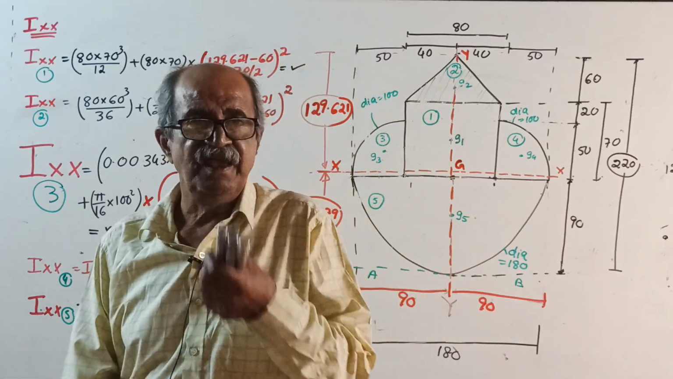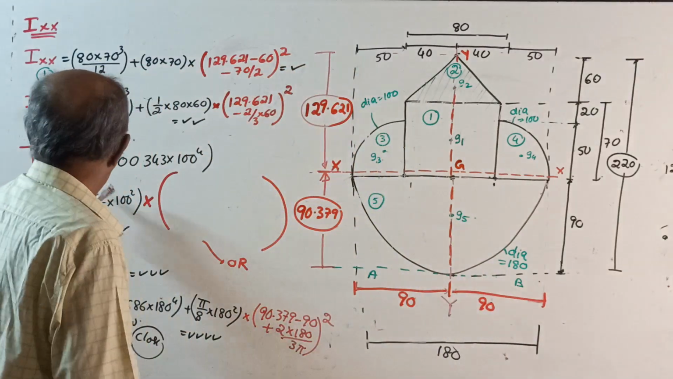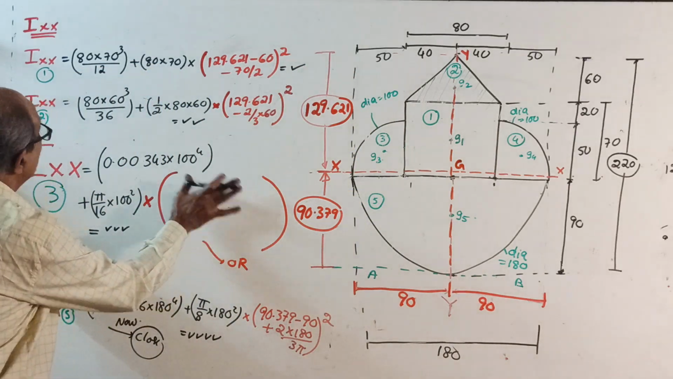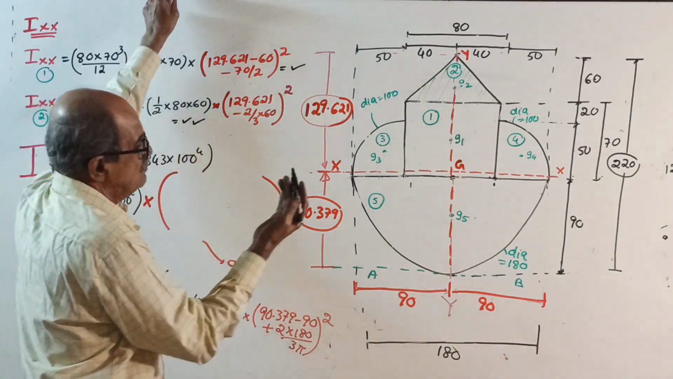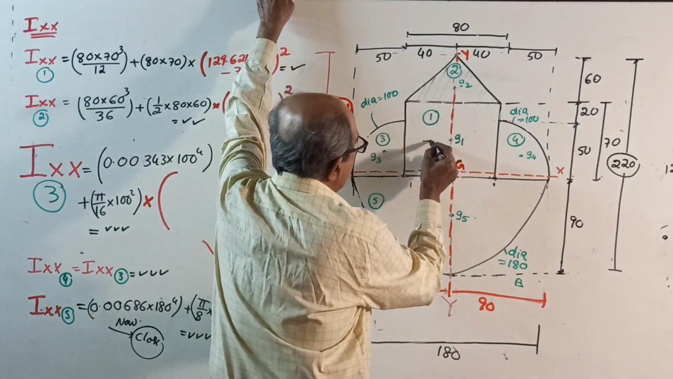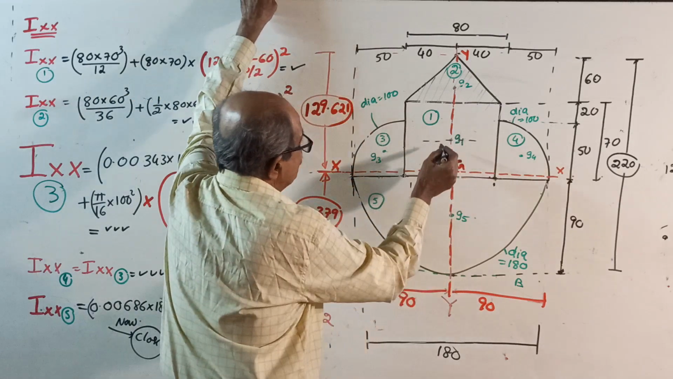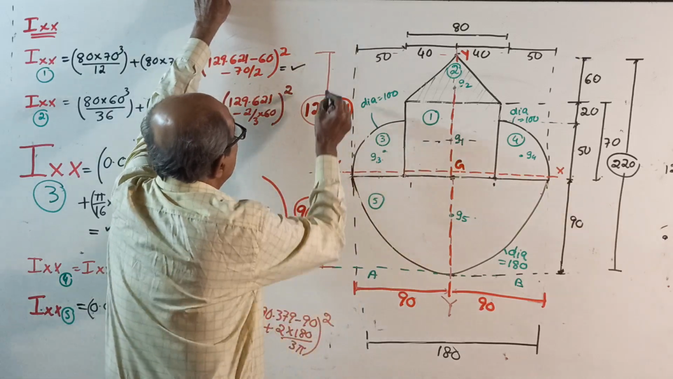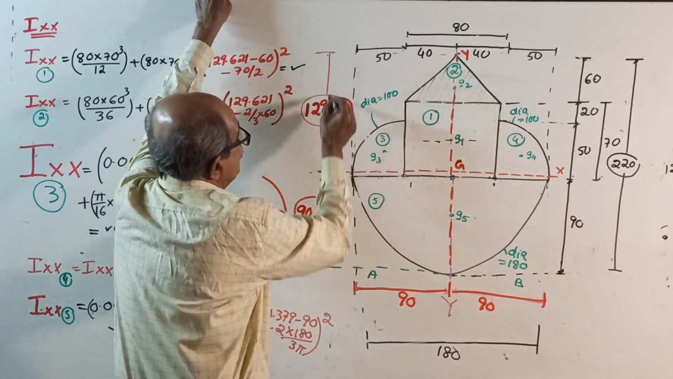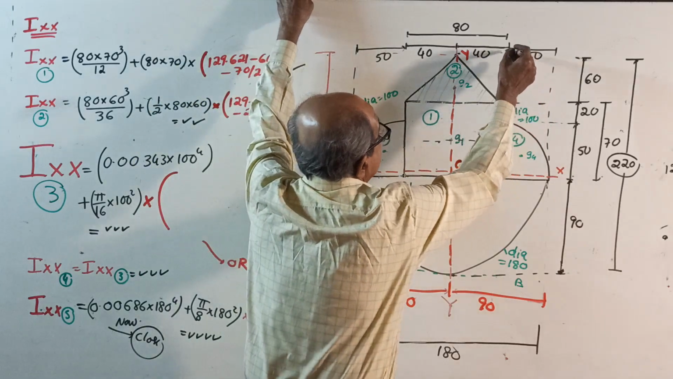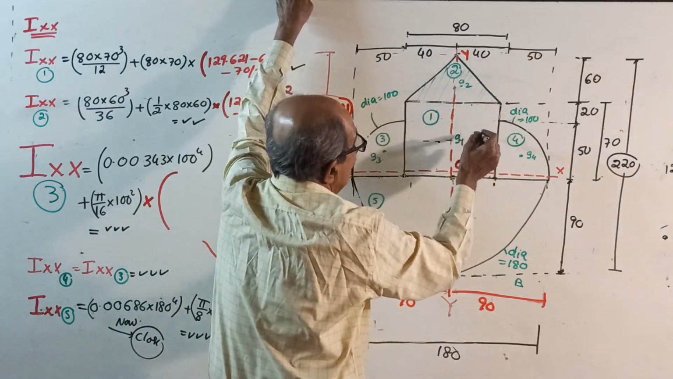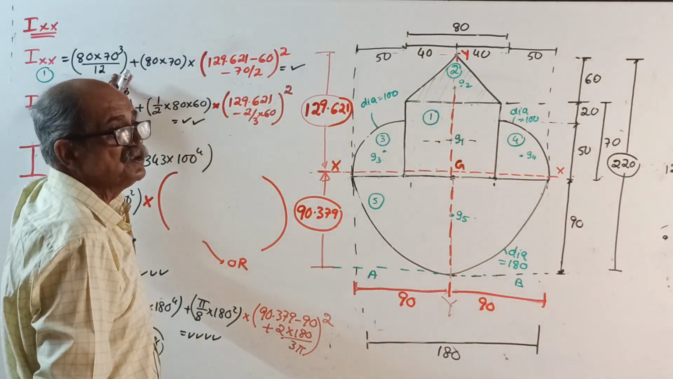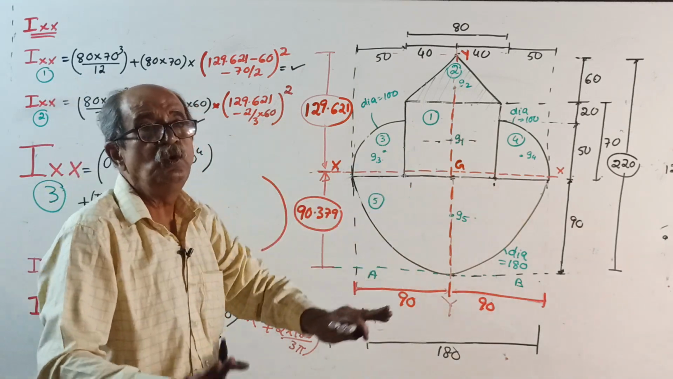Now, first start IXX. See, for 3, we should be very, very careful. See, I made a big one here. Okay, start. IXX for 1. Very simple. I about its own centroidal axis plus area into this distance square. That is 129.621 minus 60 minus half of 70. Somebody will ask, sir, you have not explained I about its own centroidal axis. You cannot do it, don't do anything then.